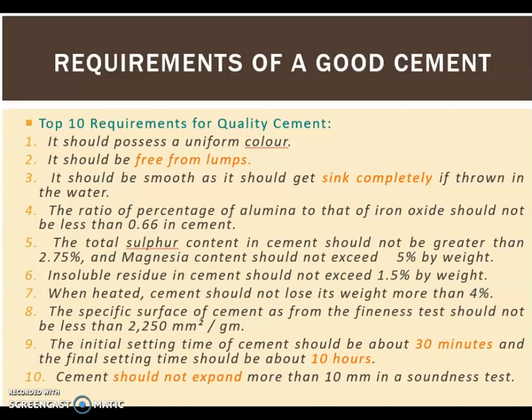Okay? The ratio of percentage of alumina to that of iron oxide should not be less than 0.66. Now, what is this alumina and iron oxide? These are some constituents, ingredients present in cement. Okay, and they impart certain particular properties. I will come to it in the further part of the presentation. But yes, their ratio should not be less than 0.66 in cement. Total sulfur content should not be greater than 2.75.